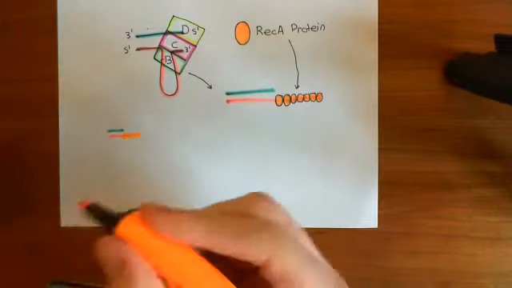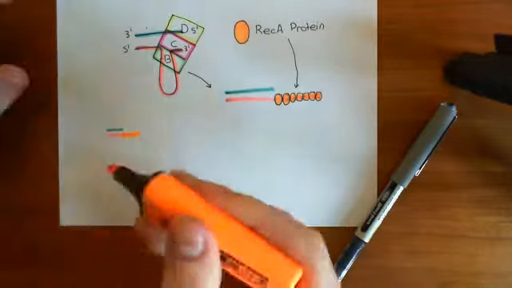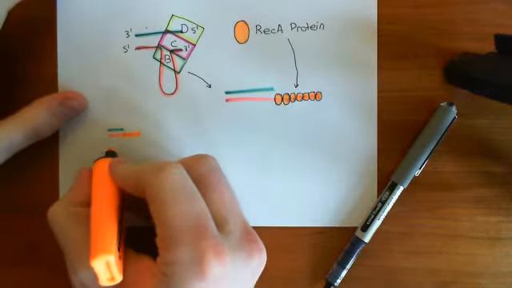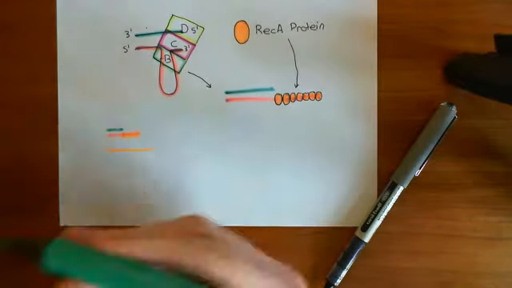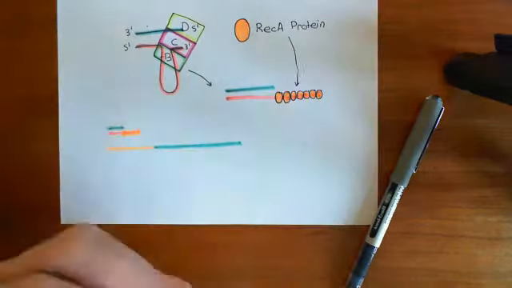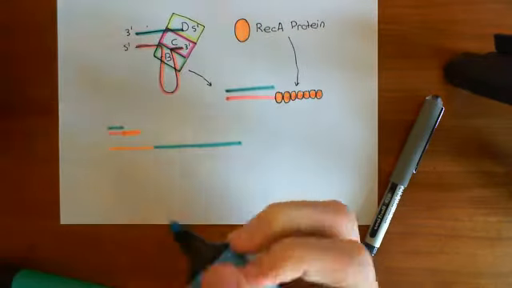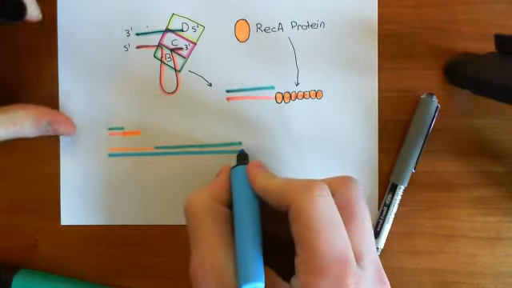Then we've got our other strand here, and unfortunately I've used the same colour for Rec-A as I have for this strand, but never mind. Here's the orange strand. Here in turquoise is the rest of the turquoise strand. And then here in blue, that's the one strand that's still intact.